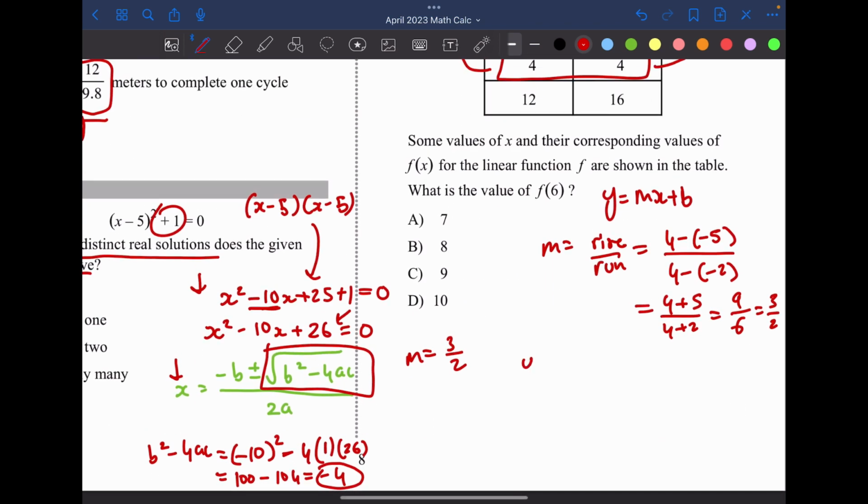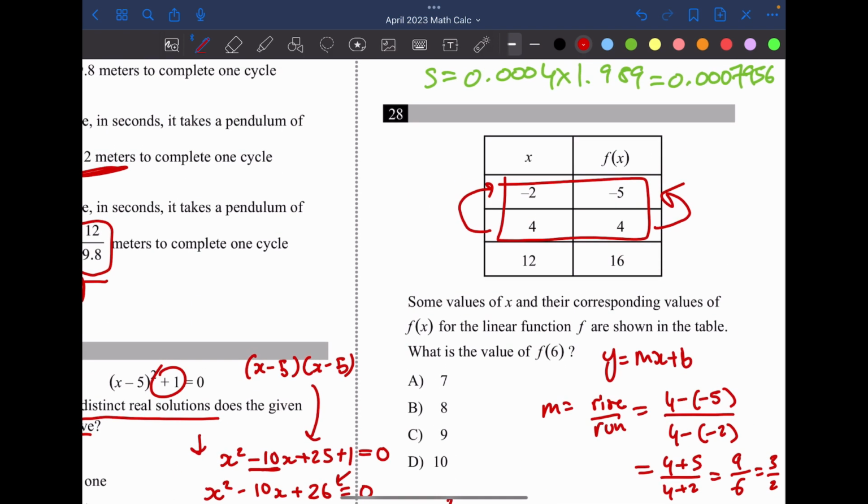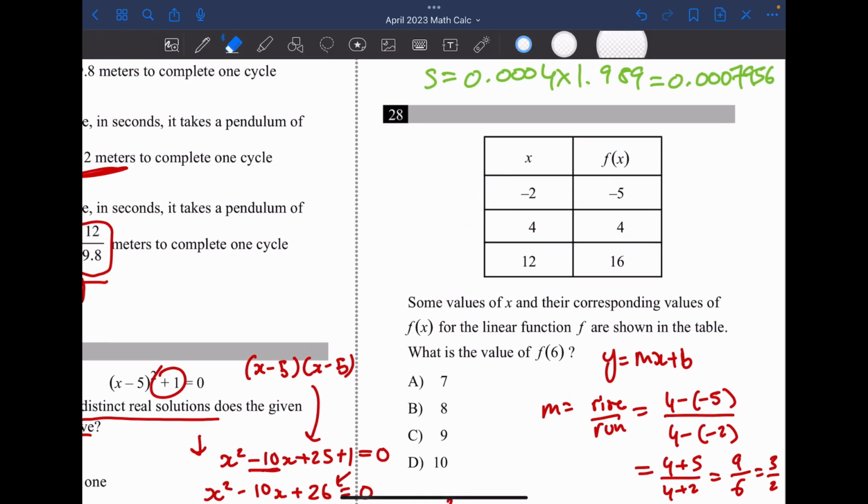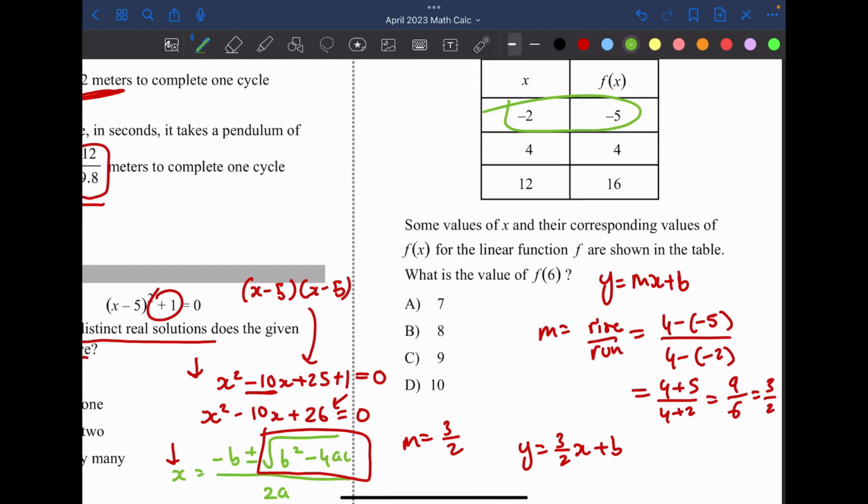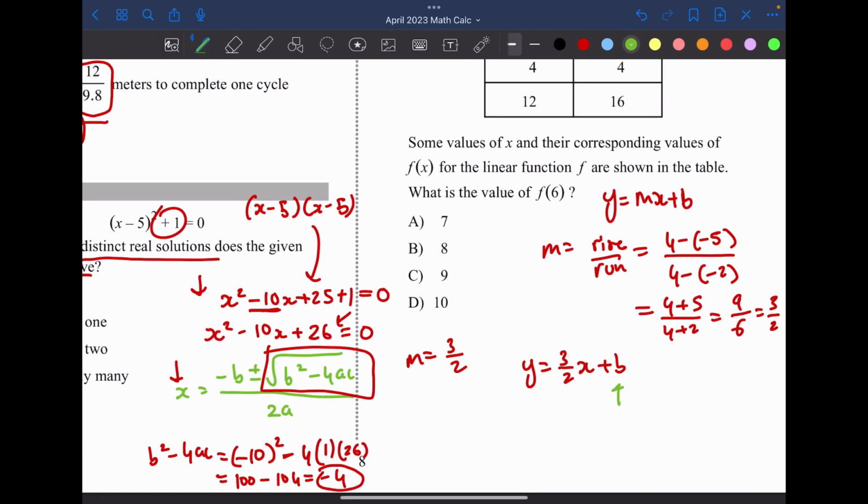So if we know that y is equal to 3 over 2x plus b, I'm going to use the first point. Let's say I'm going to use negative 2 comma negative 5 to find out what b is. So this would be negative 5 is equal to 3 over 2 times negative 2 plus b. After that, you just solve for b. You end up with negative 5 is equal to negative 3 plus b. So b must be equal to negative 2.